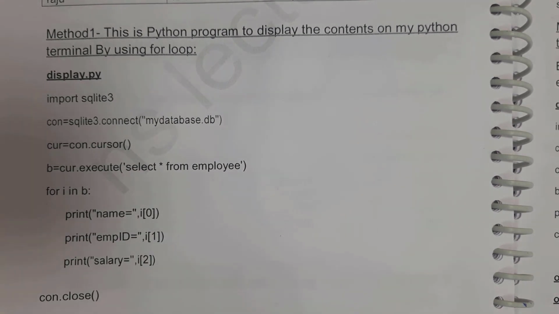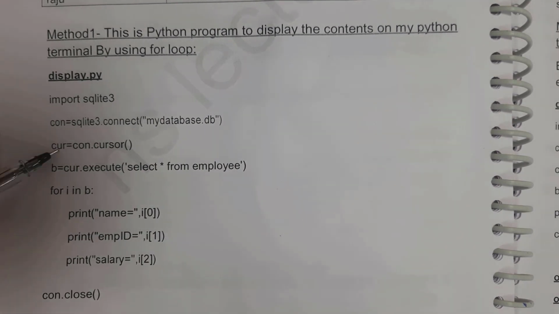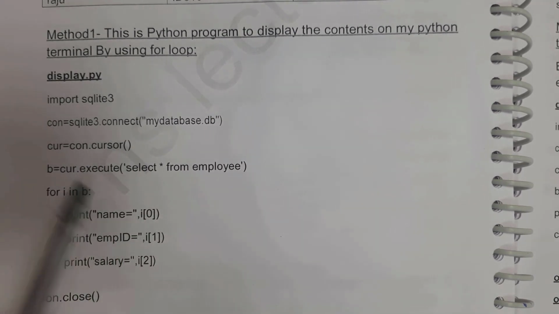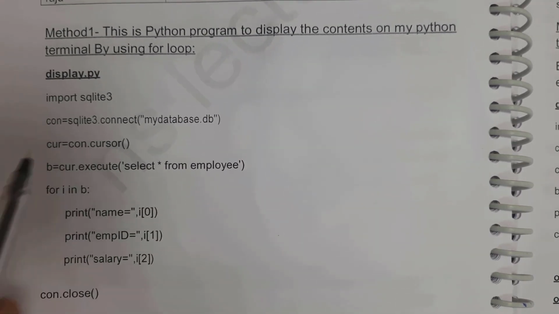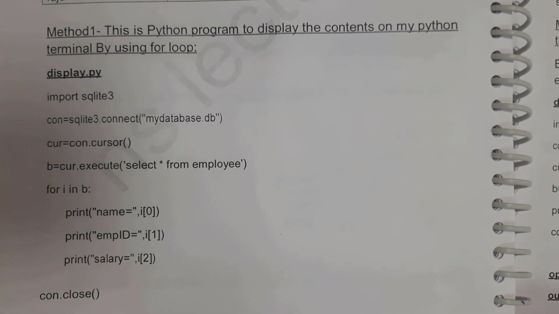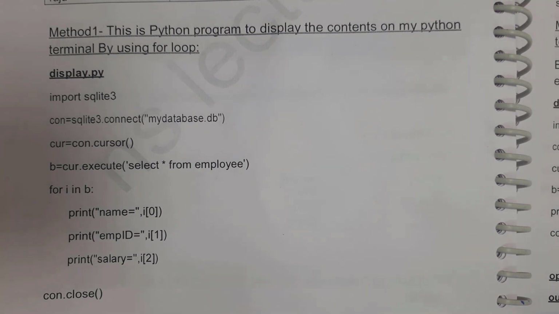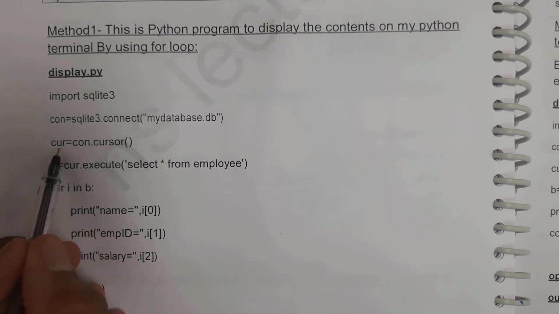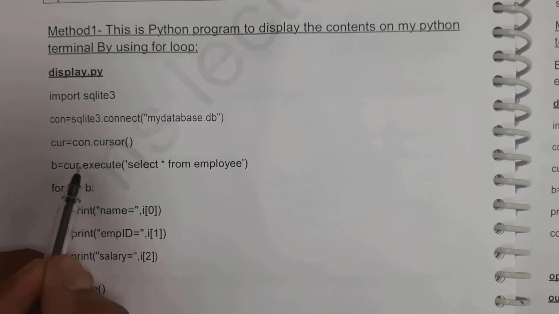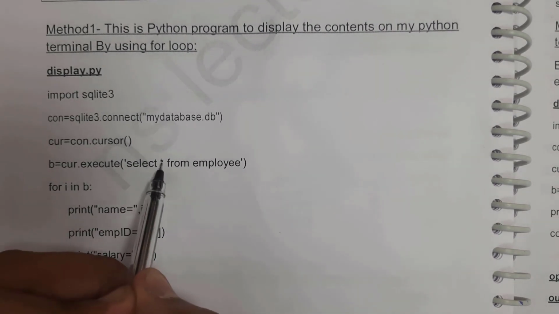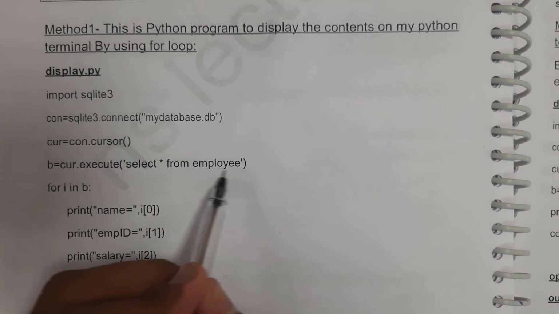And similarly next, use the cursor method. So just write here cur equal to, my database is present in variable con, so con.cursor. So take the cursor method, and next take one variable. You can take any variable name. I am taking the variable name as b. So just write here b equal to, my cursor is present in variable cur, so cur.execute. Inside the execute method you need to write select star from the table name, that is employee.